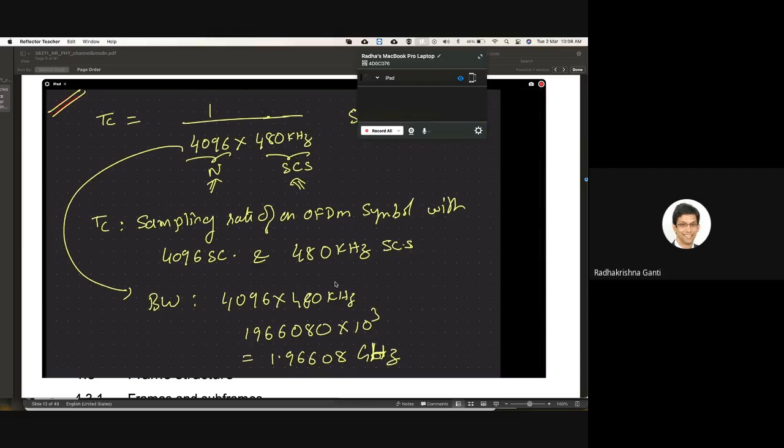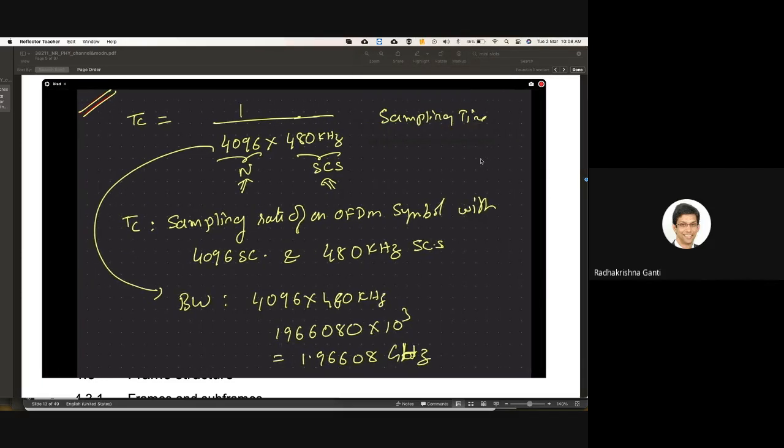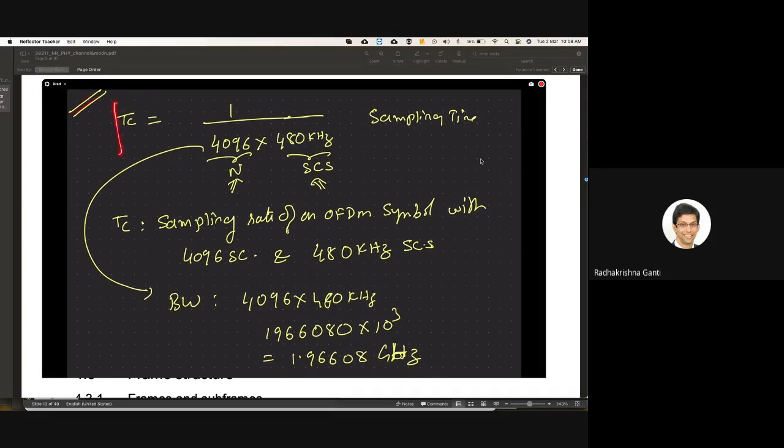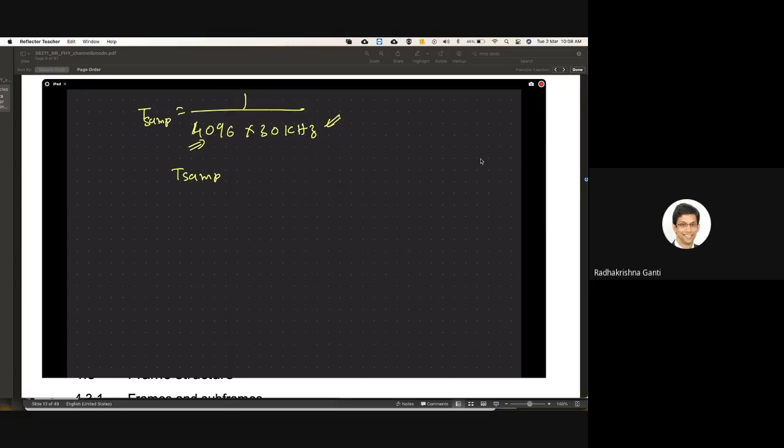So this is Tc, what we defined as Tc. What I'm saying now is, suppose you have 4096 subcarriers and you are using 30 kilohertz subcarrier spacing. The ratio will be 1/16, 1/60... yes, 60, exactly. So T sampling would be equal to Tc into 16.